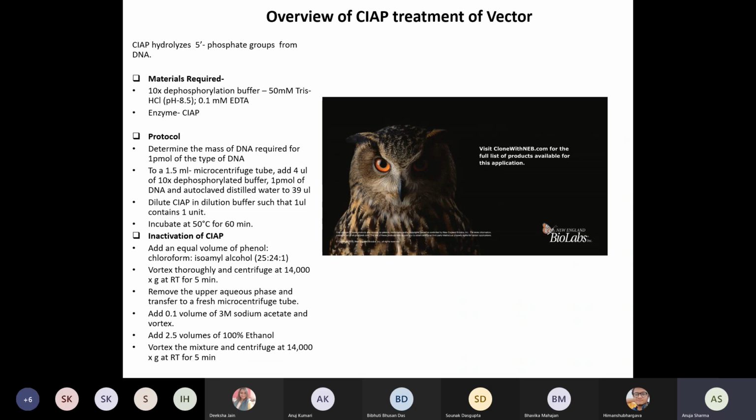For this, suppose you have dephosphorylated your vector with CIAP, but now you have to inactivate your CIAP. For inactivation, you just add equal volume of phenol, chloroform, and isoamyl alcohol to your reaction mixture, and the upper aqueous layer you remove and transfer to a fresh tube, and then add sodium acetate, vortex it, and add ethanol. So now you have the vector which is CIAP treated, so it doesn't have the phosphate group now and it cannot self ligate to itself.